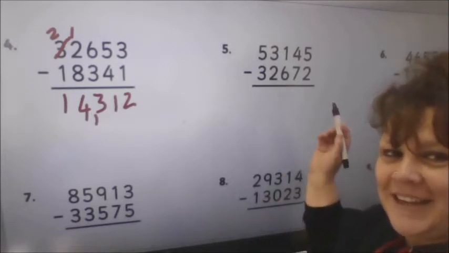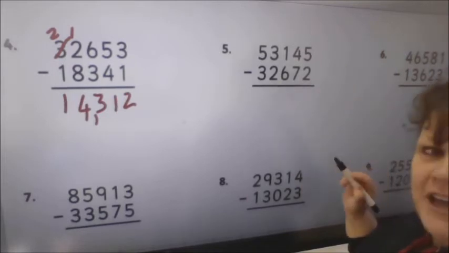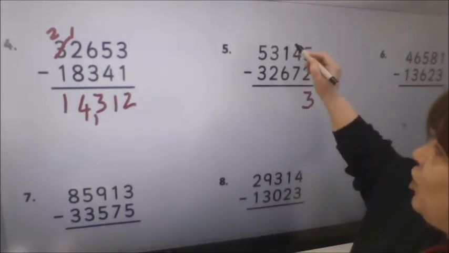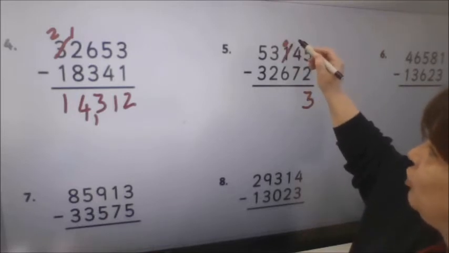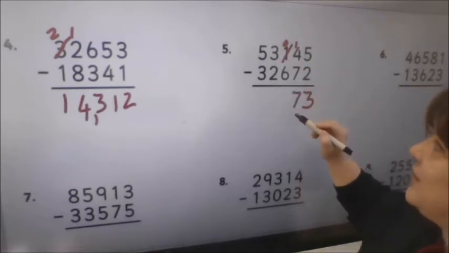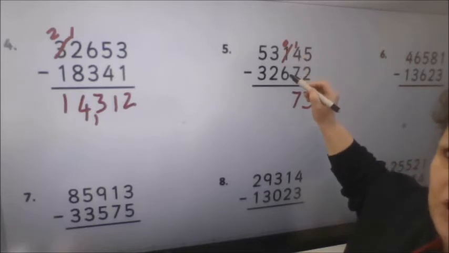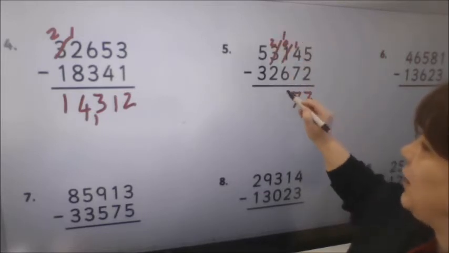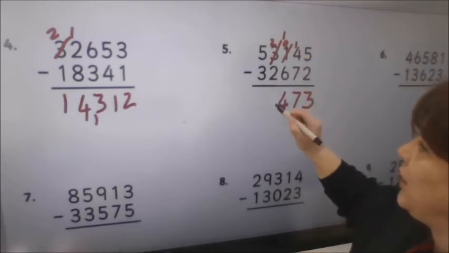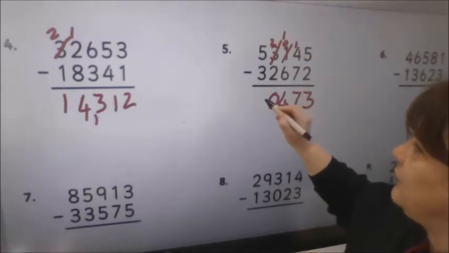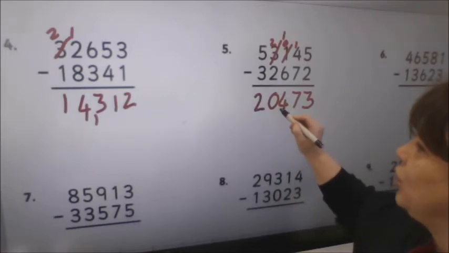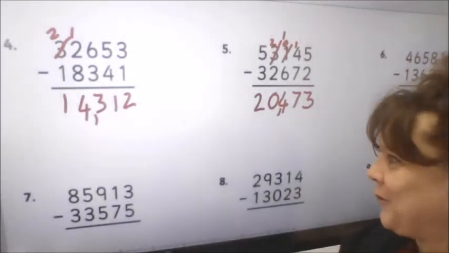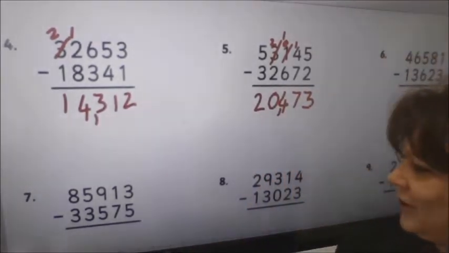Okay. Did you get that? Hopefully you did. Let's have a look at the next one then. So 5 take away 2 is 3. 4 take away 7 we can't do, so we're going to knock next door. 14 take away 7 is 7. Now we've got 0 take away 6, we can't do that, so we're going to knock next door. 10 take away 6 is 4. 2 take away 2 is 0. 5 take away 3 is 2. 20,473. Whoa, okay, the last 2 to have a go at.